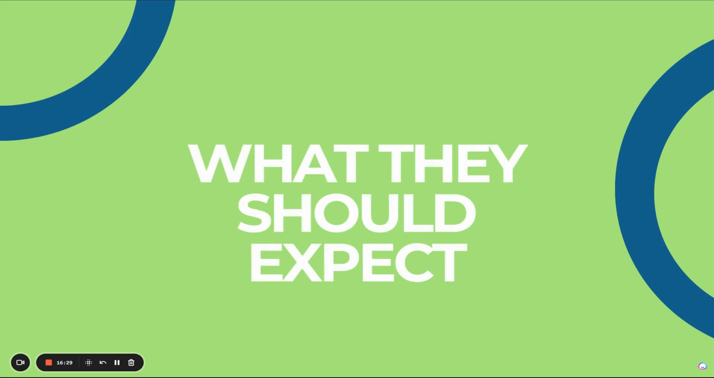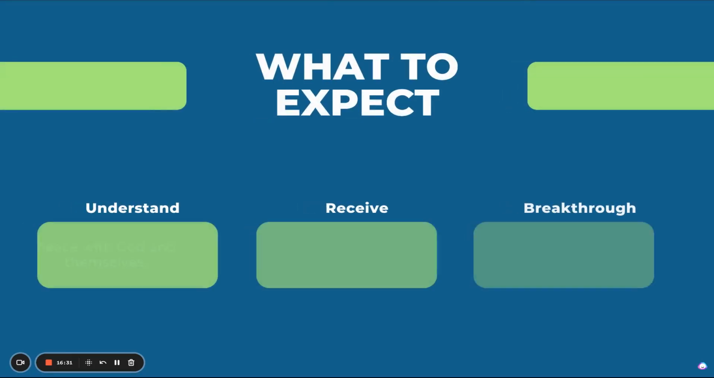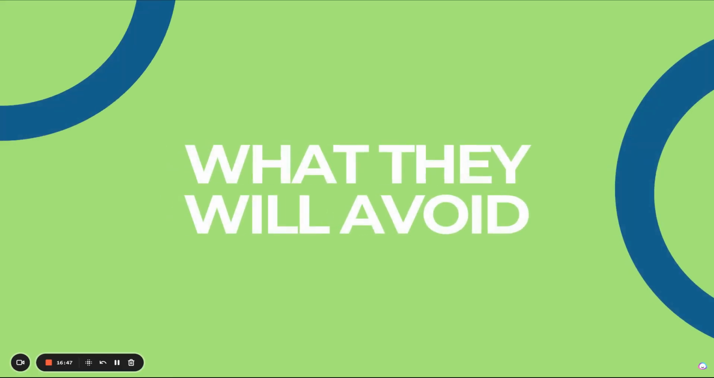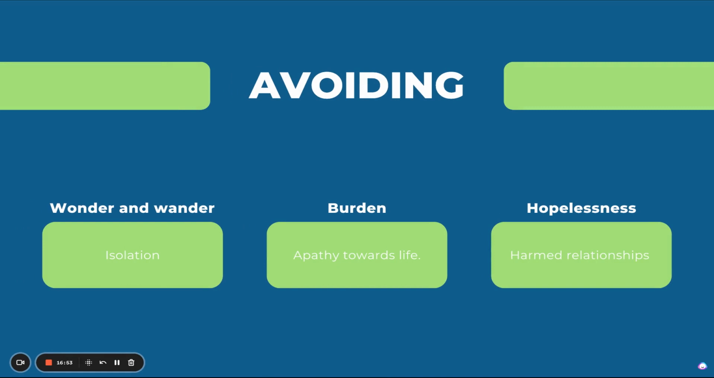What they should expect. Number 1, peace with God and themselves. So to understand, to receive new friendships, and then breakthrough, have a new passion for life. So these are the things that they should expect. And what will they avoid? So we find things that they are going to avoid if they do connect and become a member.